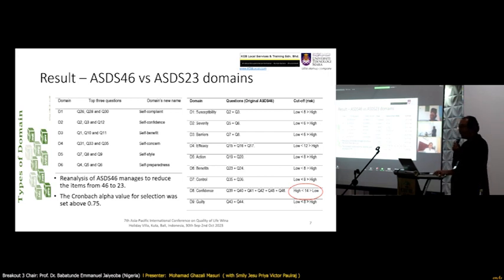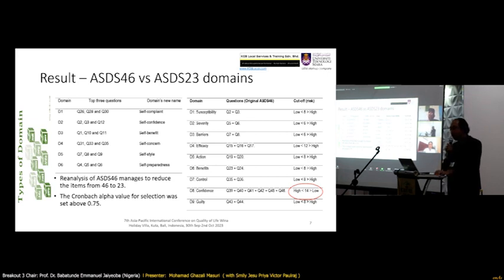So we managed to reanalyze the ASDS 46, and we managed to reduce the questionnaire from 46 items to only 23 items. We also received good feedback from the respondents that 23 items is much easier to administer and much faster to fill out.